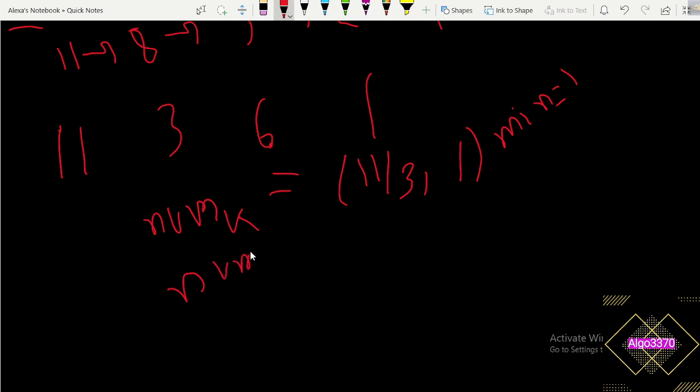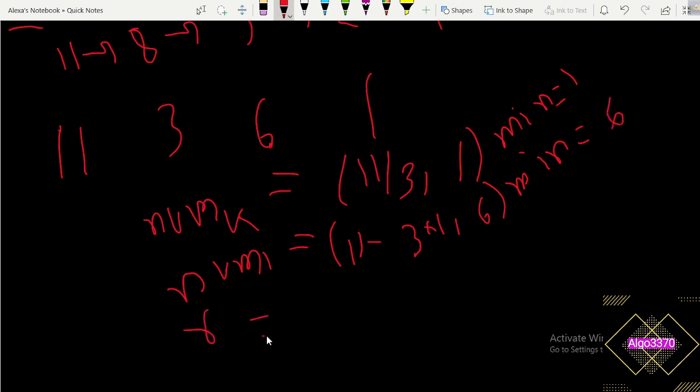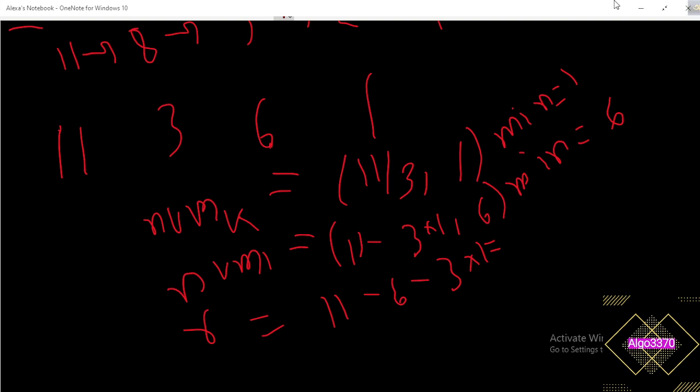Let's assume the number of 1 coins. So 11 minus 3 into 1, and how many do we have? 6. Collect the minimum among them. So 11 minus 3 is 8 and 6 is the minimum, so this value is 6. How many remaining coins do we have? 11 minus 6 minus 3 into 1. So 11 minus 3 minus 6, 2.